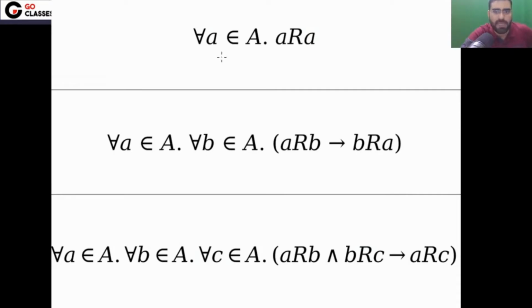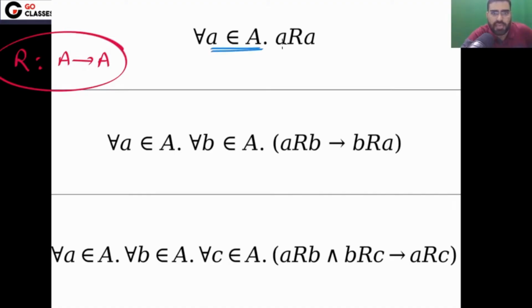You have a relation from set A to set A. This is the relation R. Now, for all A, if A is related to A, then what will we say? This type of relation, we will say that R is reflexive. R is a reflexive relation.